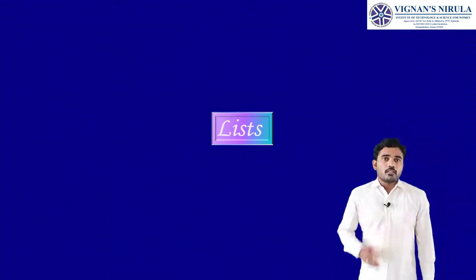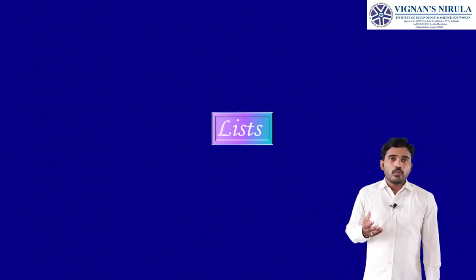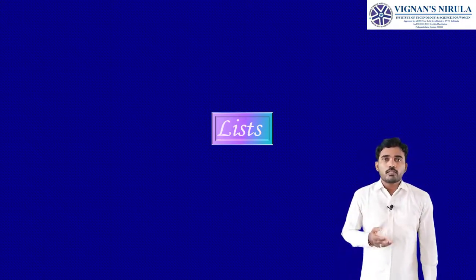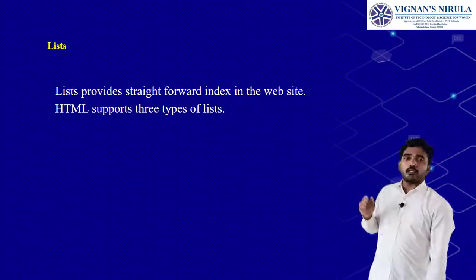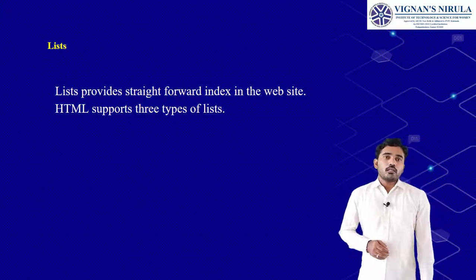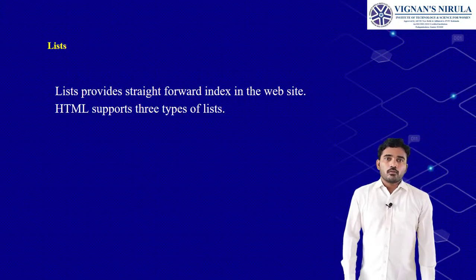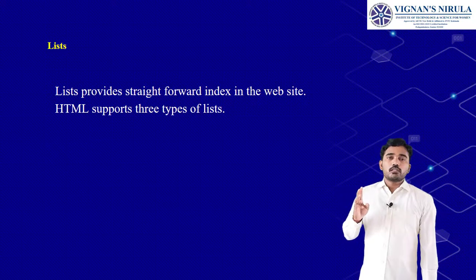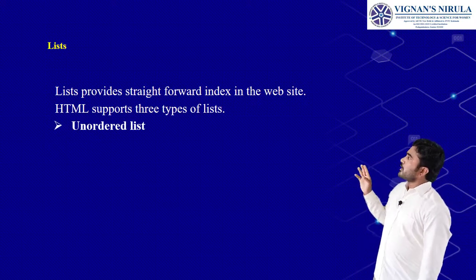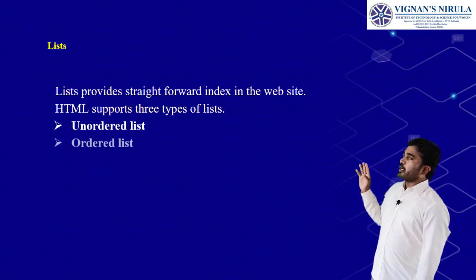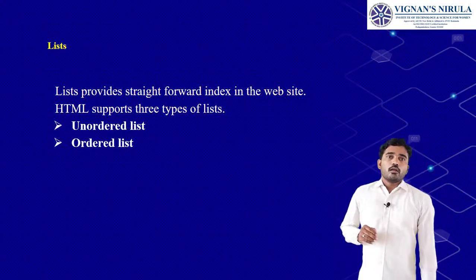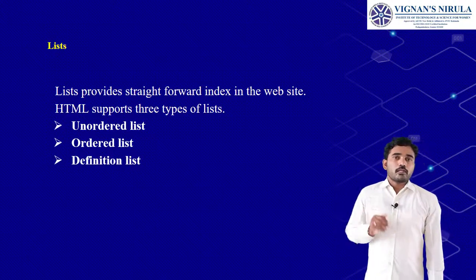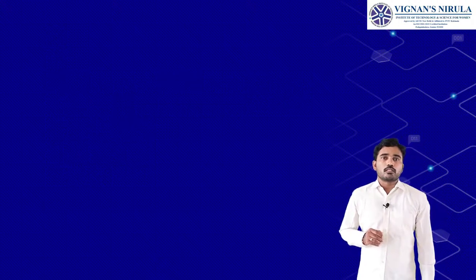What do you mean by a list? How do we use a list in an HTML web page? Generally, as you know, a list provides a straightforward index in a website, and these lists are of three types. What are those three types? The first one is the unordered list, then the ordered list, and the definition list. So three types of lists are there.